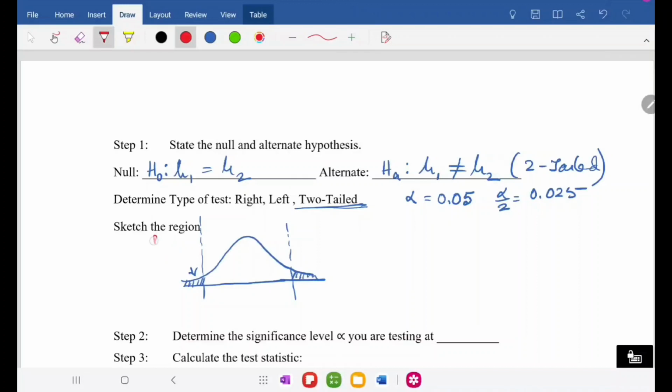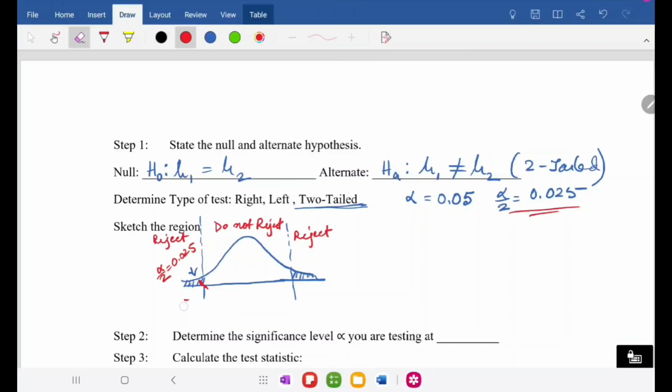Let's just define the regions first. The two ends of the normal curve are going to be reject regions, and in the center it's going to be do not reject. But what is going to be the demarcation between the reject and the do not reject? The area of each reject region is alpha by 2, so alpha by 2 equals 0.025, and this cutoff, or the critical value, is going to be negative z of 0.025.